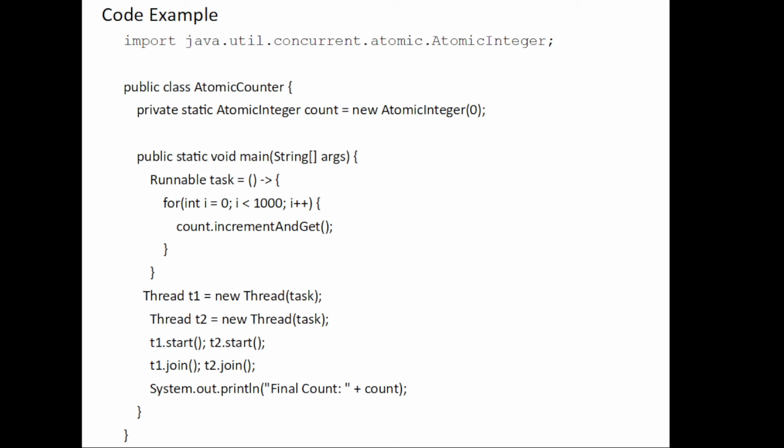If we had used a normal int with count plus plus, we might have seen inconsistent results like 1500 or 1700 due to race conditions. But here, because of AtomicInteger, the result will always be 2000, which is guaranteed and thread safe. So we use AtomicInteger in thread safe counters or ID generators, and inside concurrent collections and performance sensitive code, and also in logging libraries where multiple threads need consistent tracking. This is all about AtomicInteger.